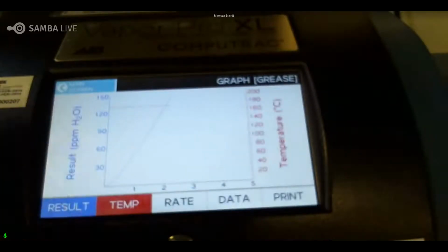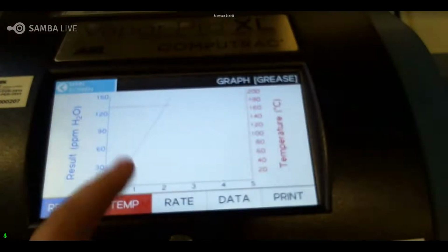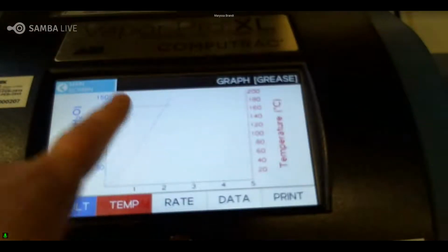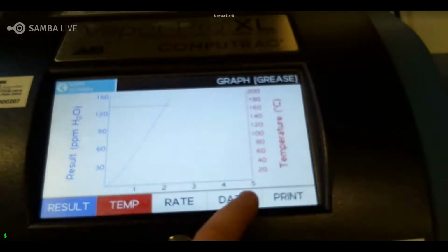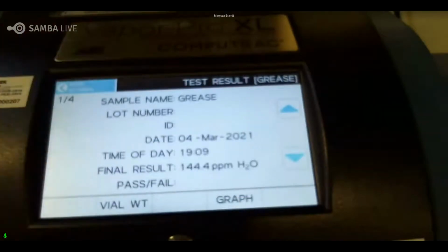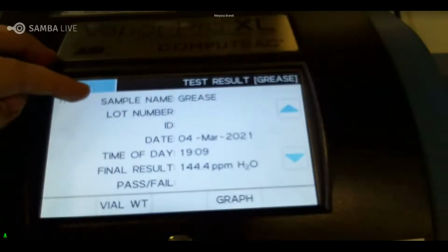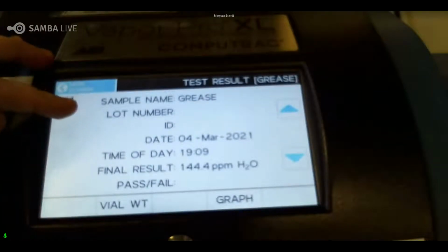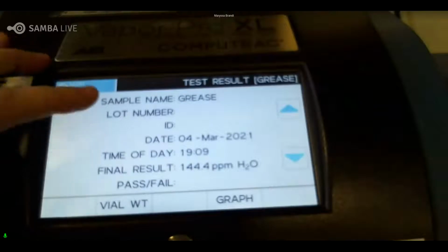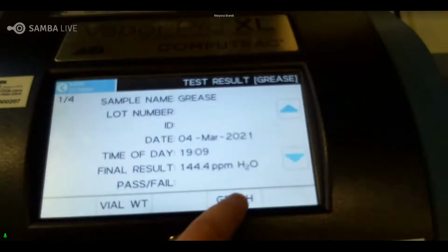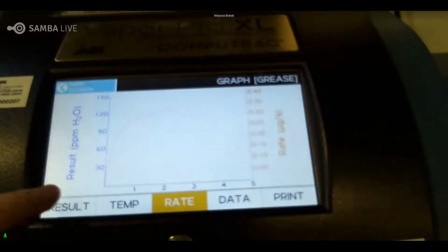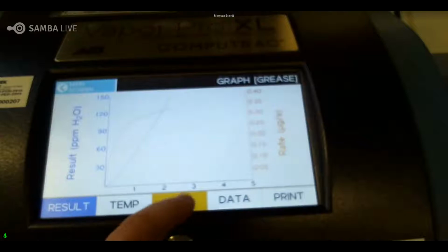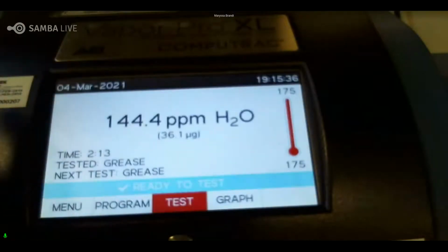We also can look at the temperature. We can see the temperature was constant at 175 degrees Celsius, and make sure that the temperature didn't fluctuate or anything like that at all. We can look at the data, and we can look at what was run. You can add your sample number, also add a lot number, a date, or anything like that. You can also print your results or send them elsewhere. So that is what the graph looks like.